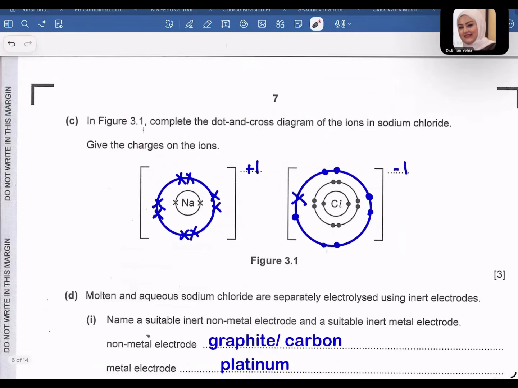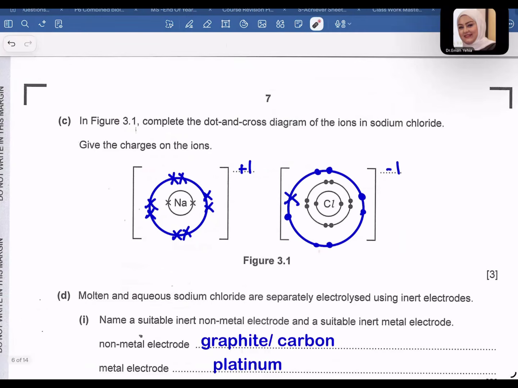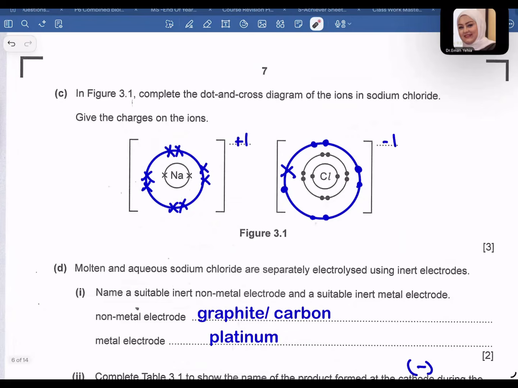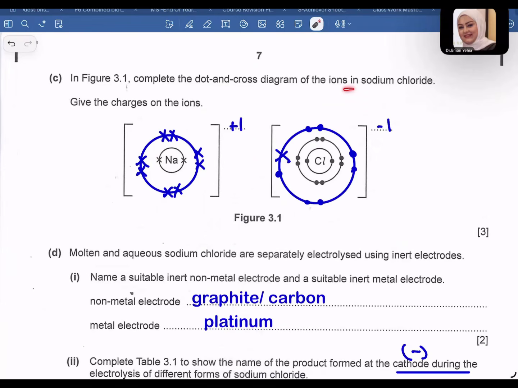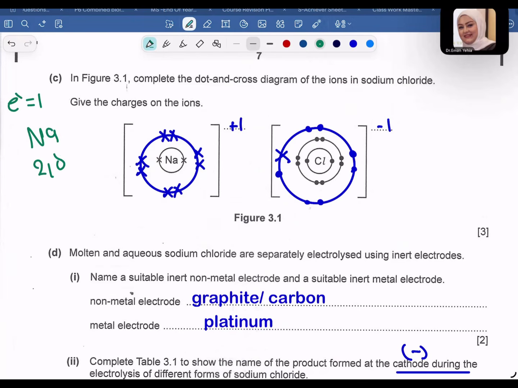Titration. And then complete the dot and cross diagram of the ions of sodium chloride and give the charge of the ions. By the way, sodium as a normal atom has atomic number 11 and electron number 11, so it's going to be 2,8,1. The outer shell holds 1 electron, so to form an ion with a full outer shell, it becomes 2,8 with positive 1.